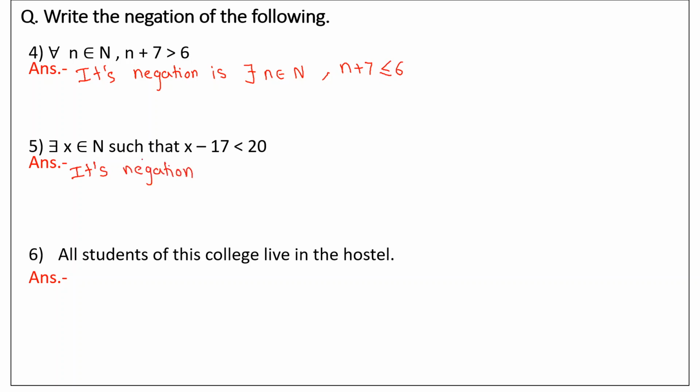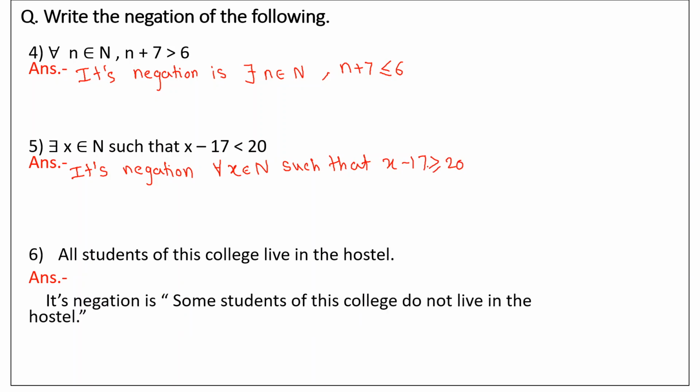Okay, next its negation. As there exists is the quantifier, we replace this by for all x belongs to N such that x minus 17, now this is less than 20, so we write greater than or equal to 20. Okay, this is very simple.